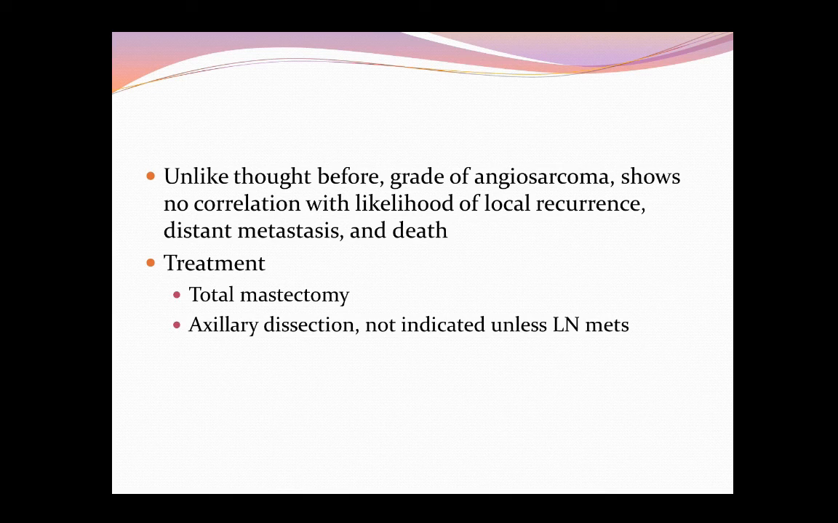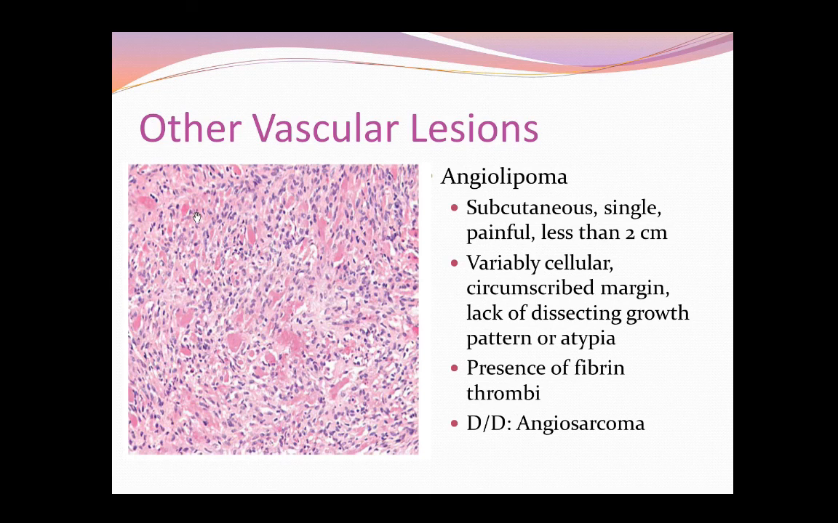But there are a lot of studies recently that showed that the grade of angiosarcoma has no correlation with the likelihood of local recurrence, distant metastasis, and death. So it's the same as when angiosarcoma occurs at some other site, the survival doesn't depend on the grade. Treatment is total mastectomy. Axillary dissection is usually not indicated unless there is an obvious lymph node metastasis. And there is some talk about chemo and radiation.